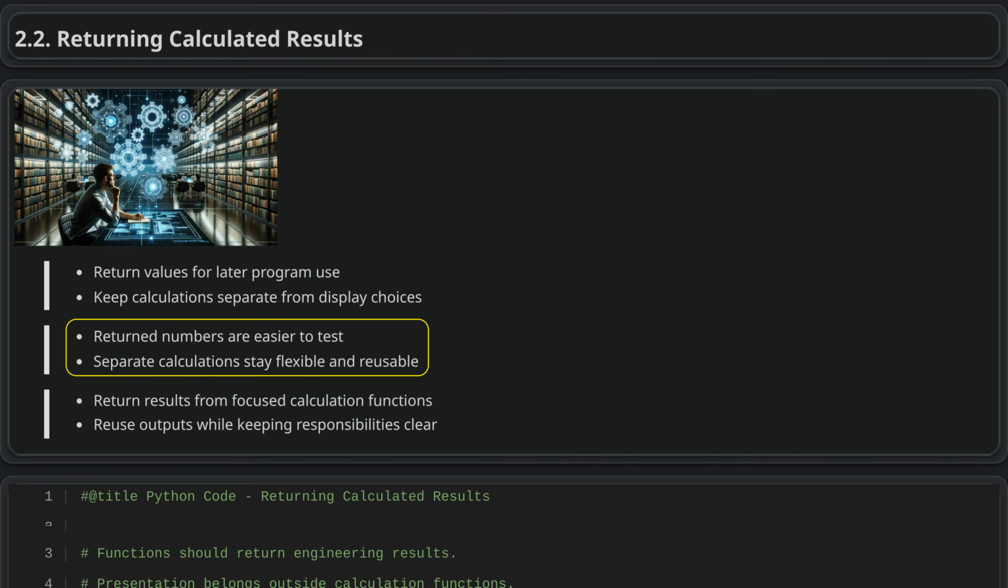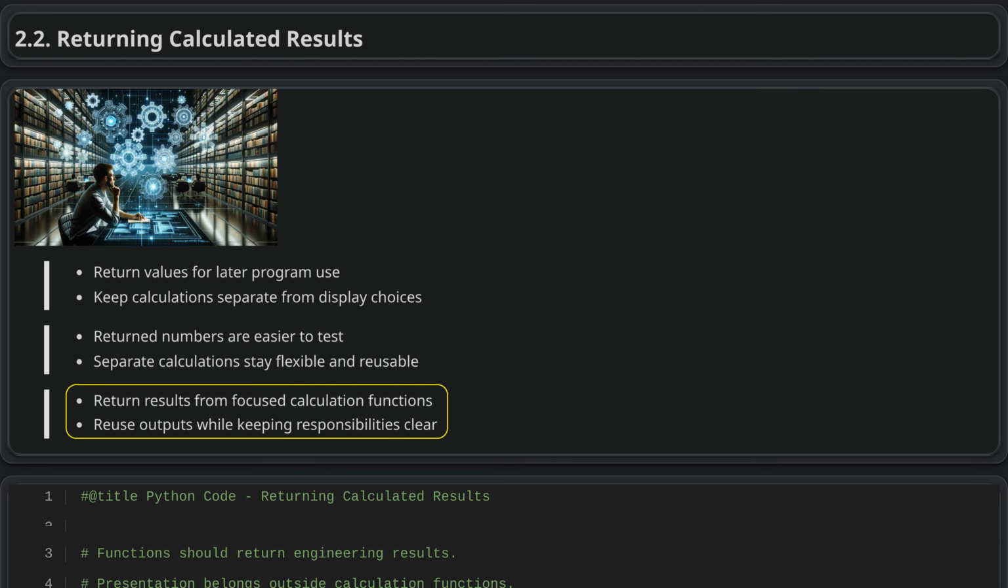Keeping calculations separate from presentation makes code easier to test, maintain, and reuse. A function that returns a numeric result can be checked directly against expected values without parsing the formatted message. This approach also keeps the function flexible for later uses, such as dashboards or optimization tools. Returning calculated results makes programs more structured and reusable.